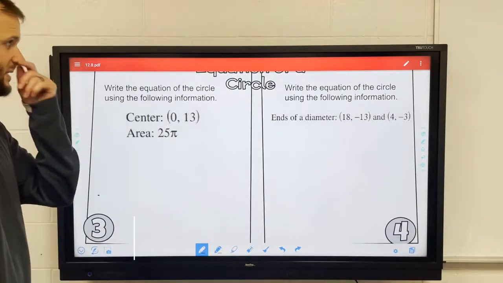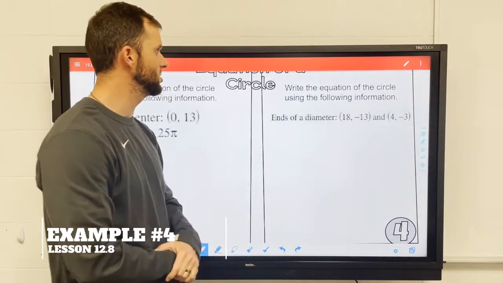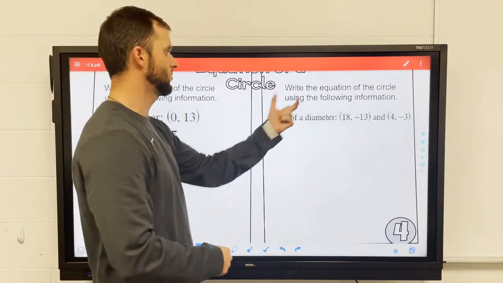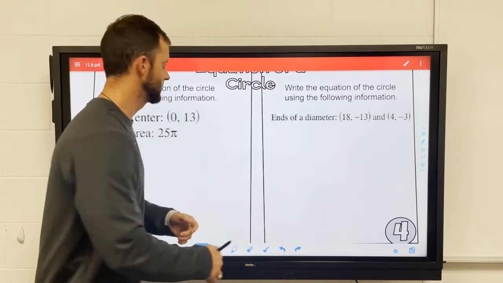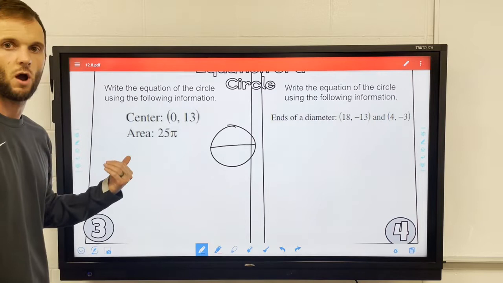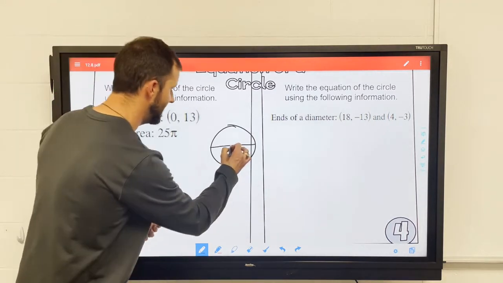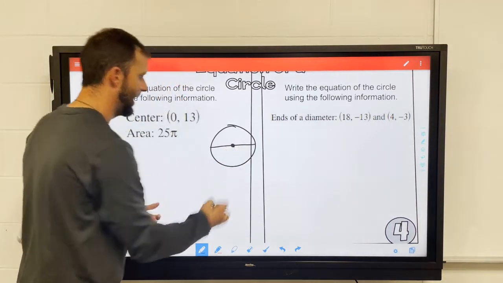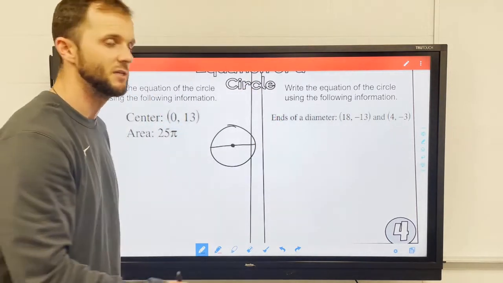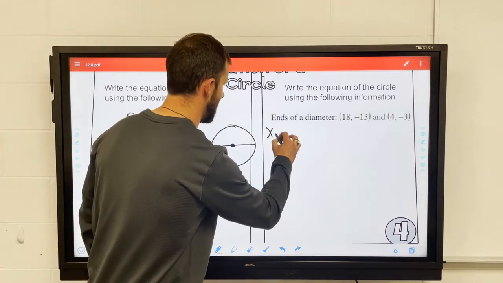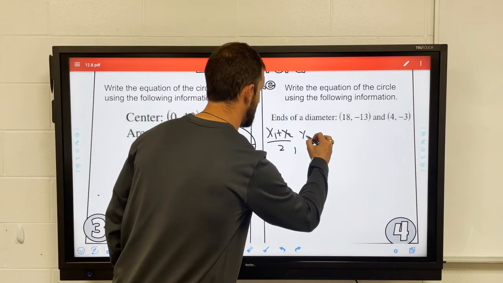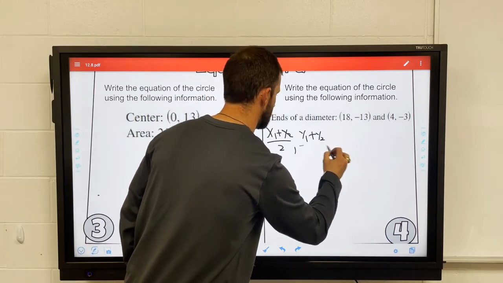All right, so on example number 4, it says we need to write the equation of the circle using the following info. Right now, these 2 points are actually the ends of my diameter. So let's think. If I have a circle and I draw my diameter, that's all the way across. If I want to find the center, I would be finding the midpoint of that line. So I need to find the midpoint of these first, which is adding the x coordinates together and dividing by 2, and then adding the y coordinates together and dividing by 2, okay?